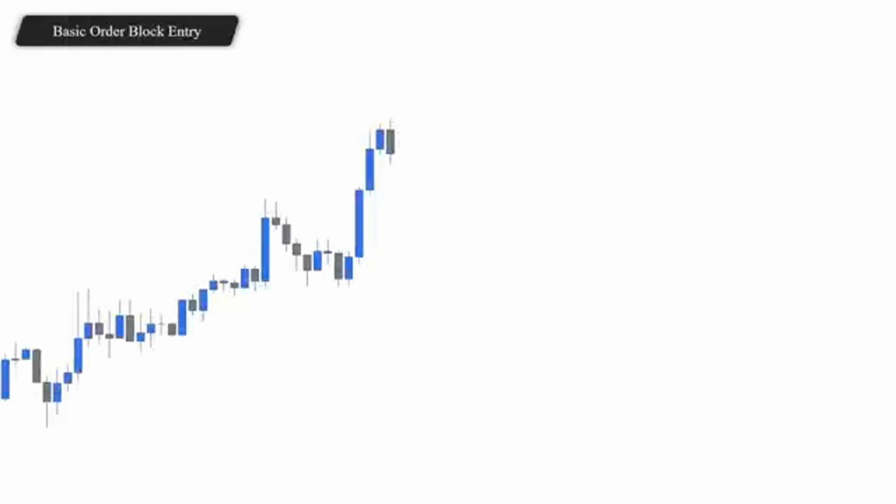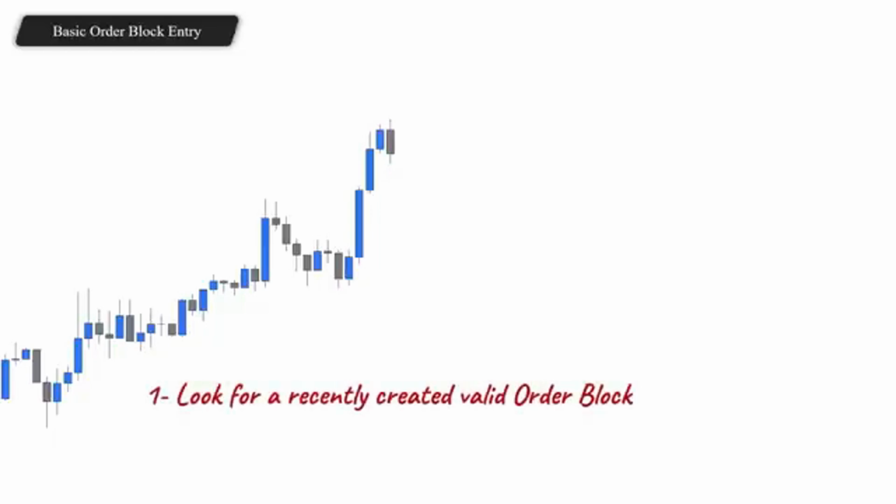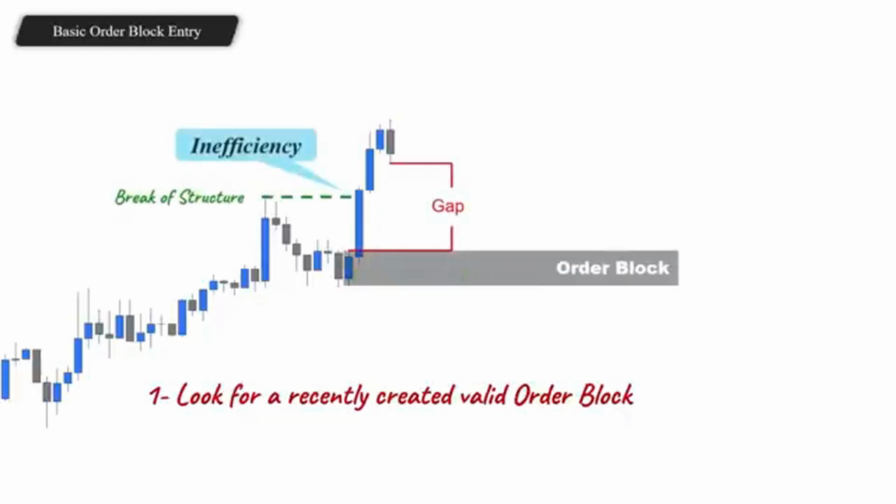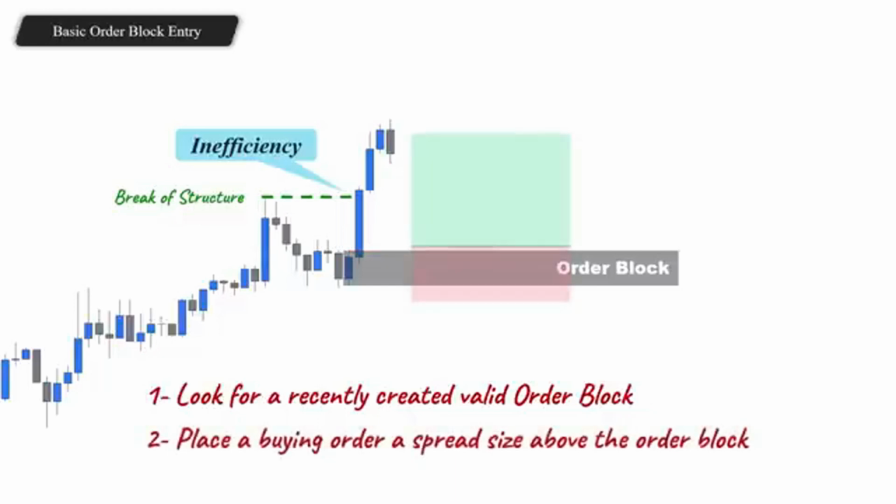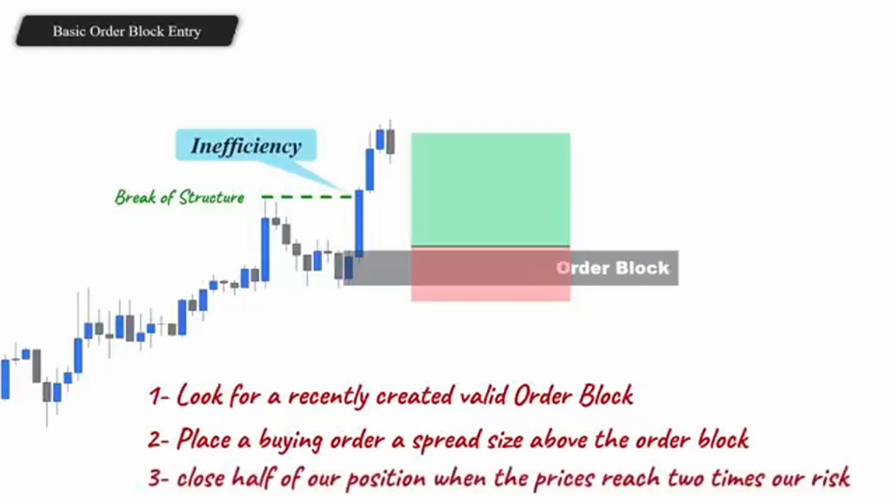This setup is a basic order block entry when it is aligned with certain market conditions. In the first step, we look for a valid and fresh order block that the market has recently created. A valid order block must have obvious inefficiency and fair value gaps between the wicks breaking the market structure. Then we simply place a buying order a spread size above the order block zone and place our stop below the swing low. We will close half of our position when the price reaches 2 times our risk.